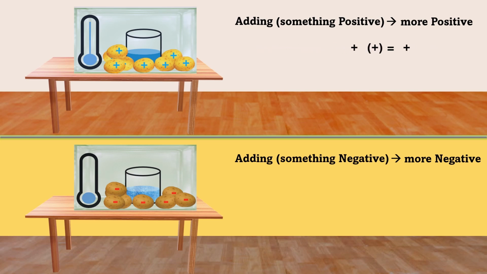That's great. Now, what about this part? Again, adding is denoted by a plus. Something negative is a negative number or a negative entity, denoted by a minus symbol. And similarly, more negative is also denoted by a minus symbol. Therefore, plus of minus equals minus. Well, that seemed simple, isn't it?